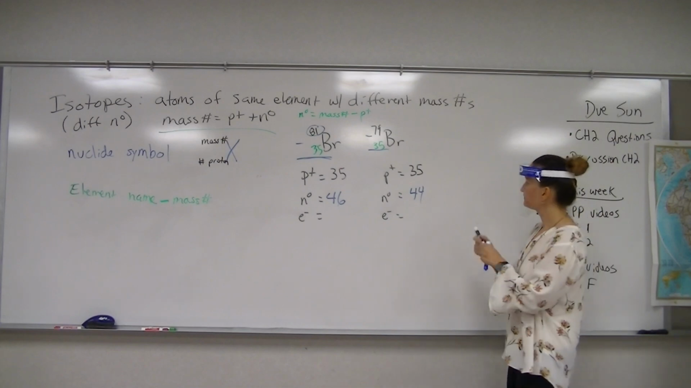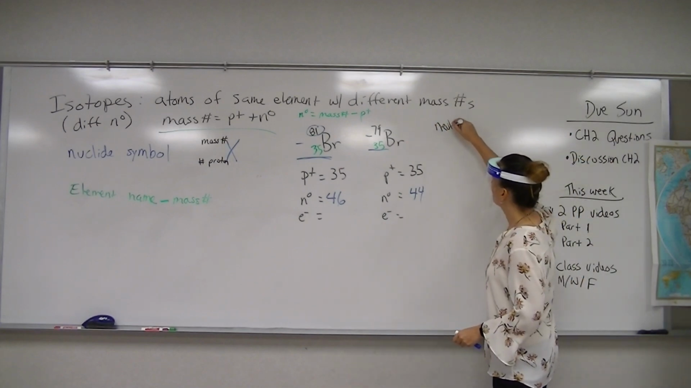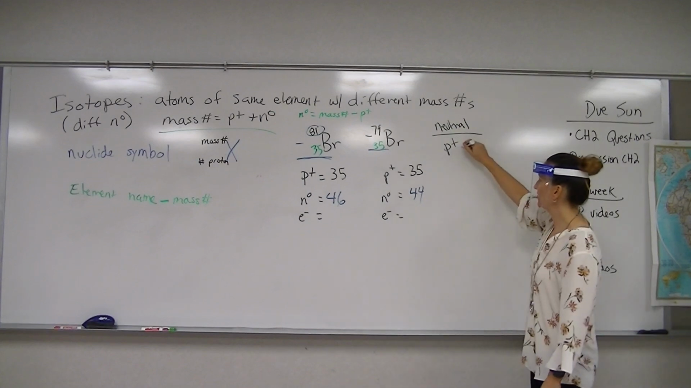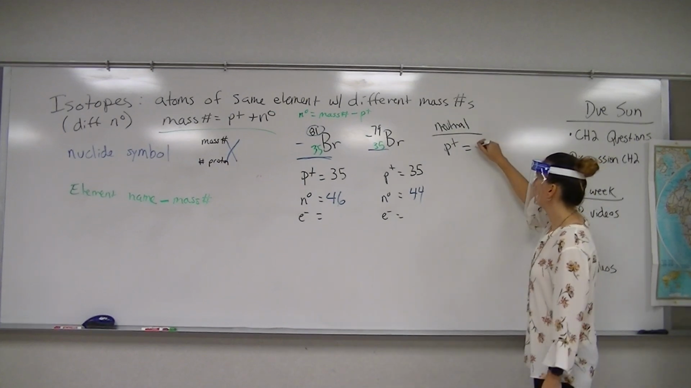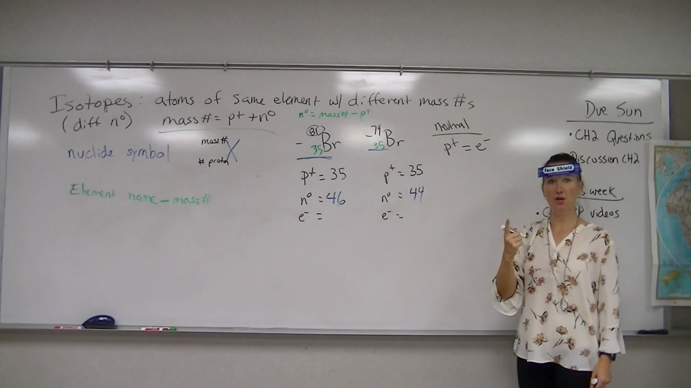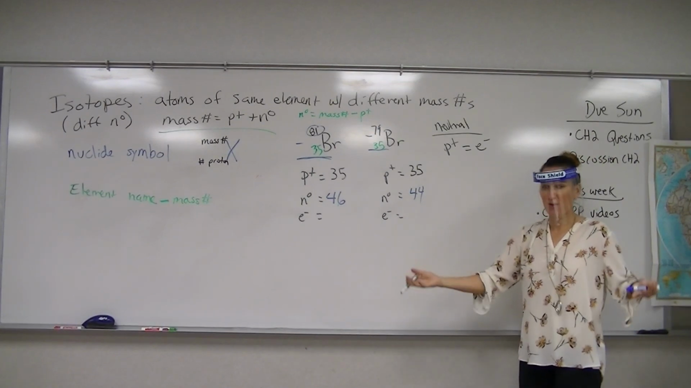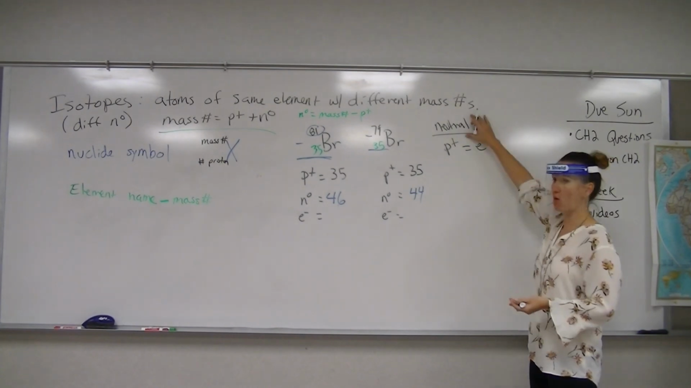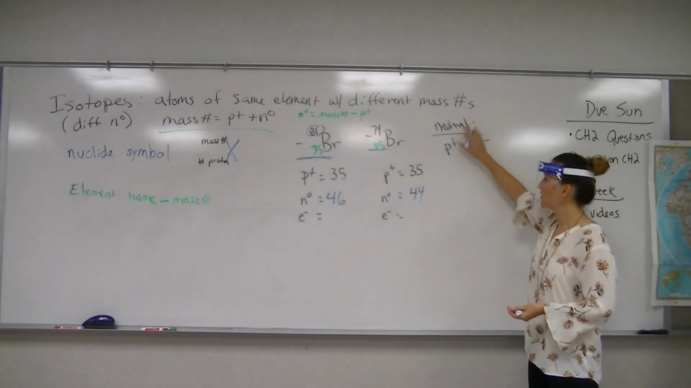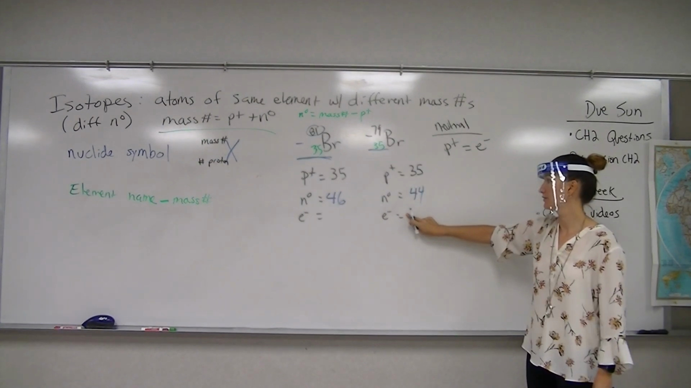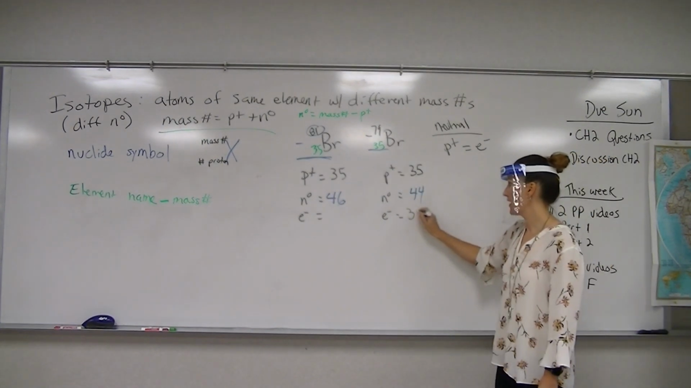So if it's neutral, that means the protons have to equal what? Electrons. Electrons. Protons have a +1 charge. Electrons have a -1 charge. So we need the same amount of both so they cancel each other out so we get an overall neutral atom. So if you know the protons, it's going to be the same electrons. Okay, so we have 35 for both.